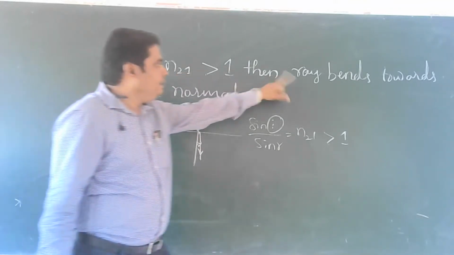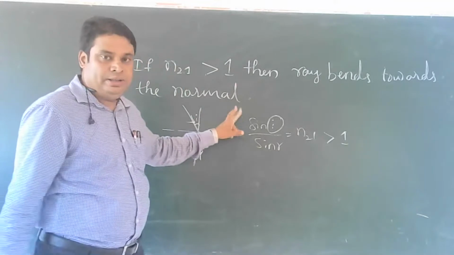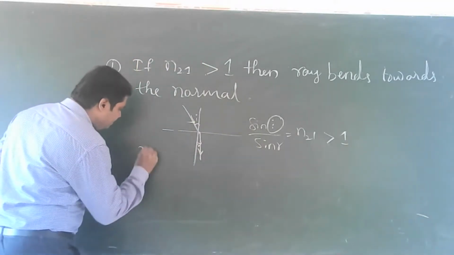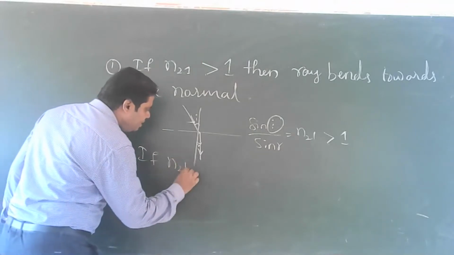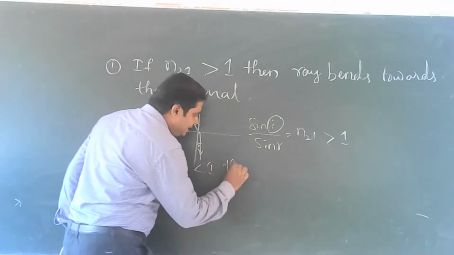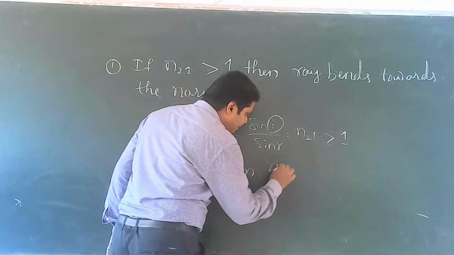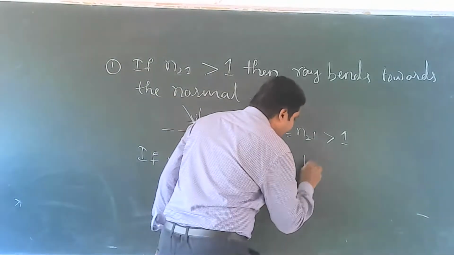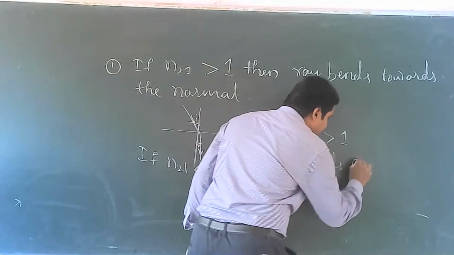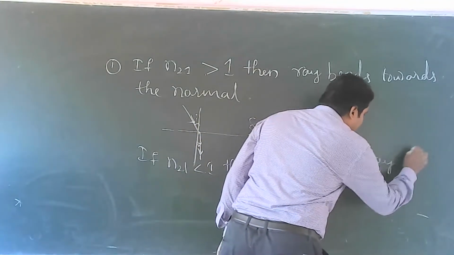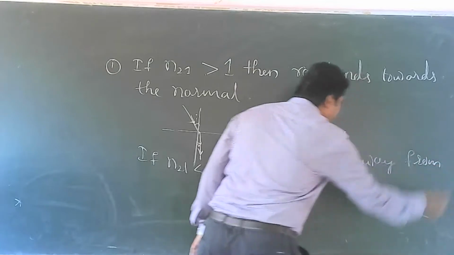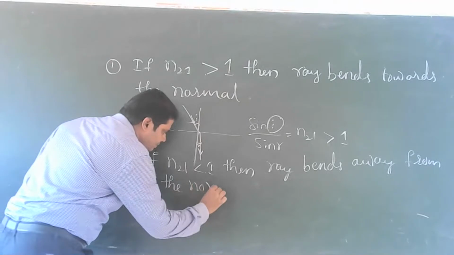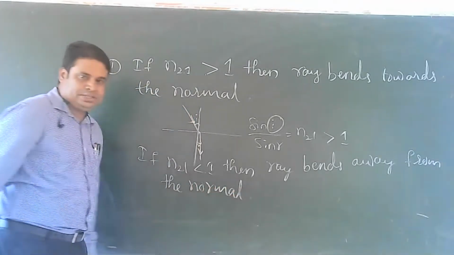If n21 is greater than 1, then the ray bends towards the normal. It means the ray is traveling from a rarer medium to a denser medium. If n21 is less than 1, then the refracted ray bends away from the normal. Hope you understand.